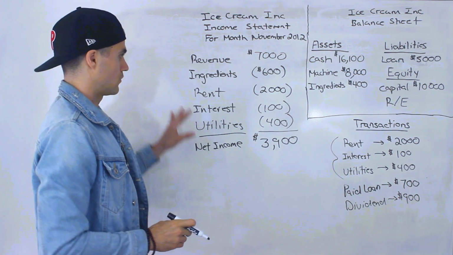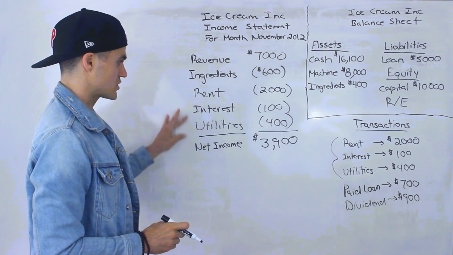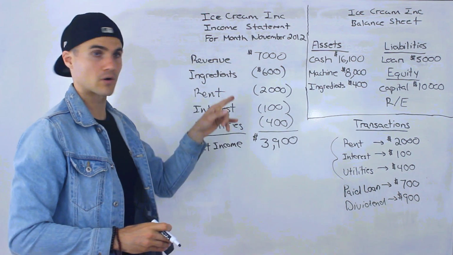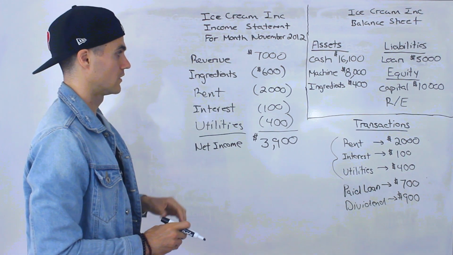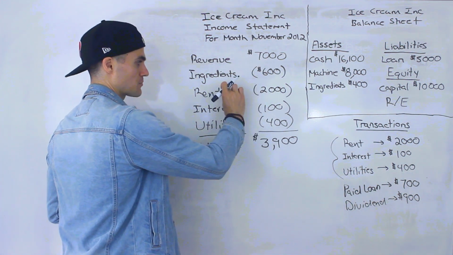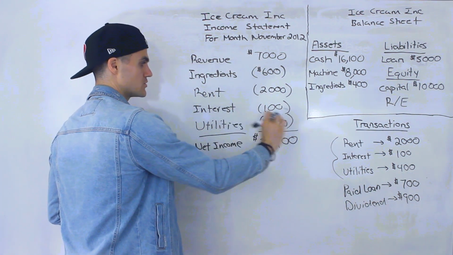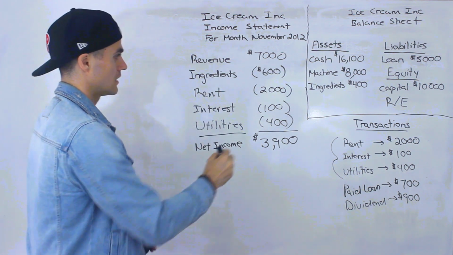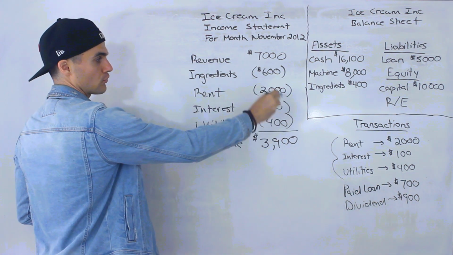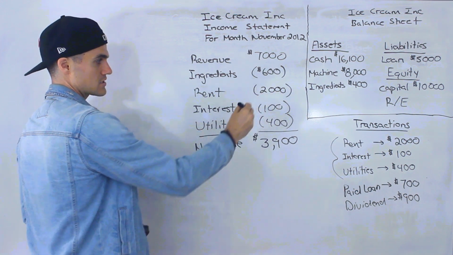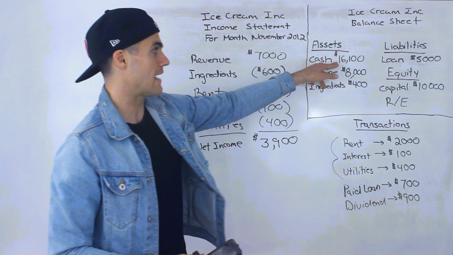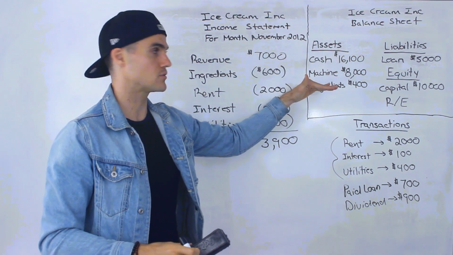Now, from these new transactions that we added in, the rent, interest, and utilities, notice that they're going to affect our cash as well, because we're paying these with cash. We're paying the rent with cash, interest with cash, utilities with cash. Remember at the beginning it said all cash transactions. So if we total these three transactions up, it's 2,500. So this cash balance is going to have to go down by 2,500.